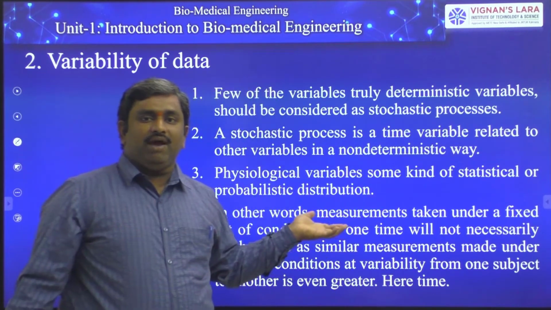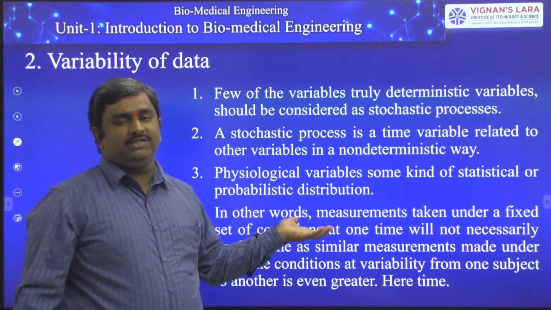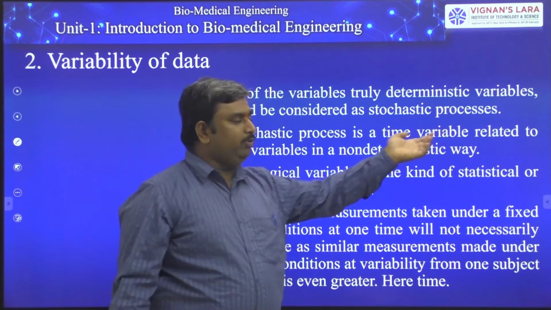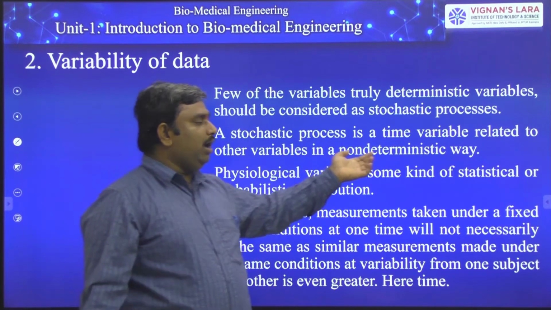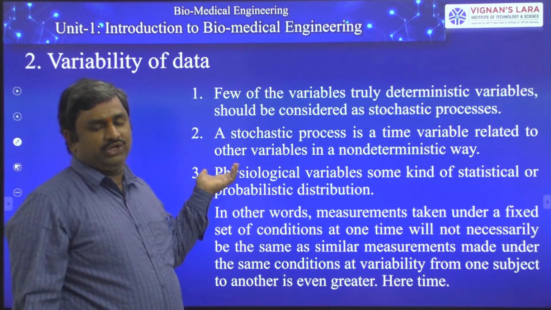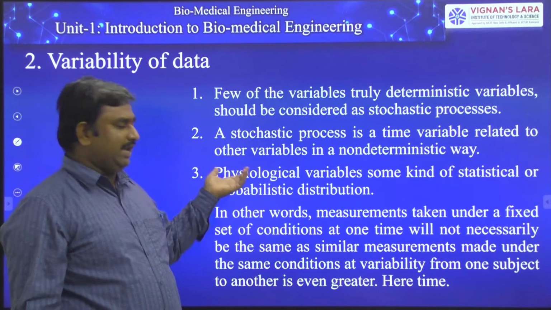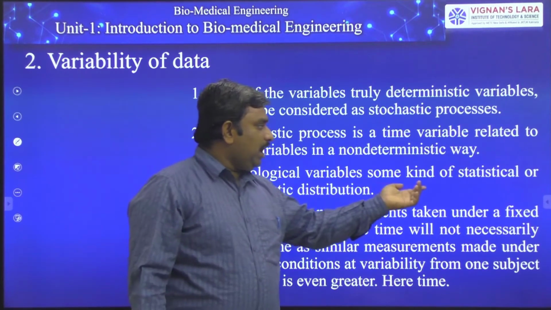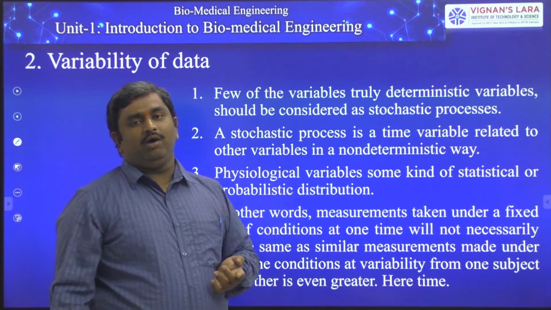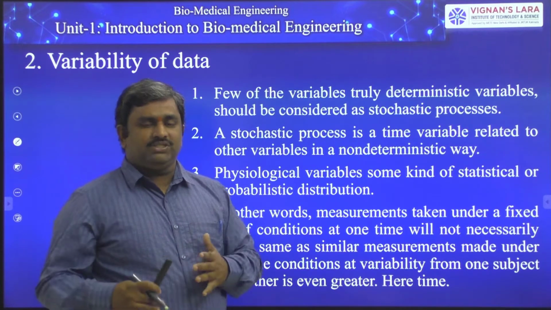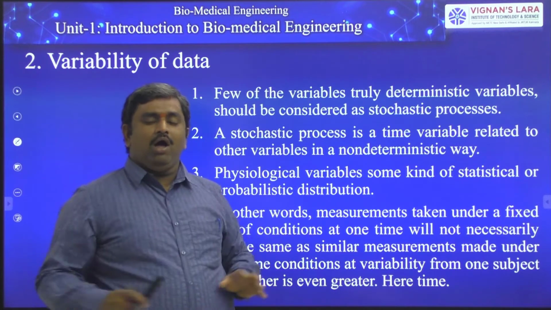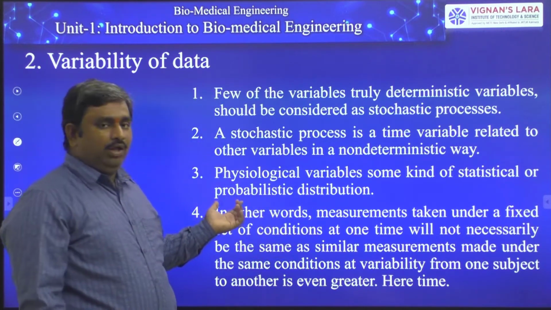For each time, the value may not be the same. They may be different. A stochastic process is a time variable related to other variables in a non-deterministic way. We don't know which parameter is going to change, but it will change with respect to the time. Physiological variables follow some kind of statistical or probabilistic distribution. So some of the variables in our body are completely statistical and probabilistic distributions. All these different types of variables are available in our human body.